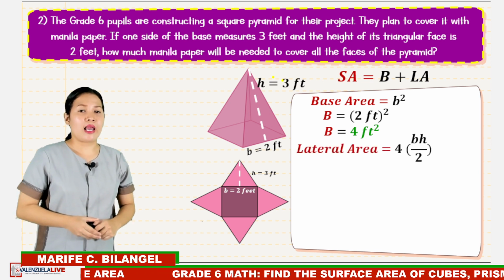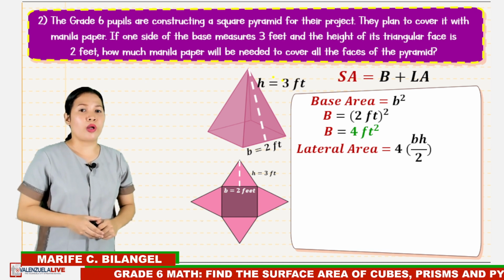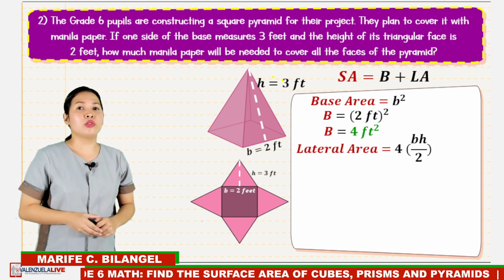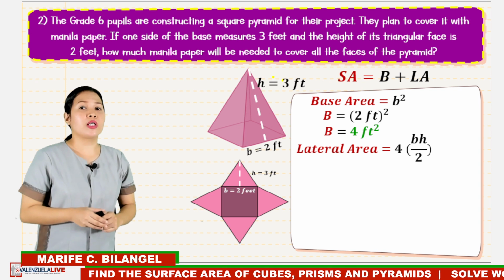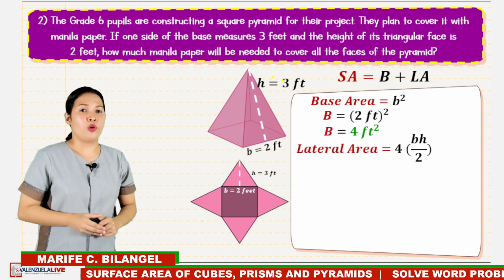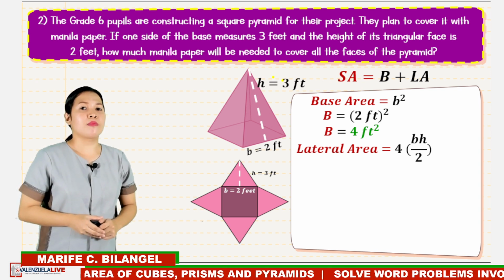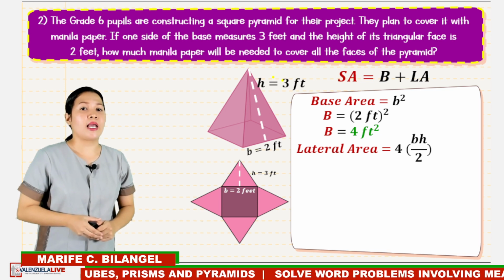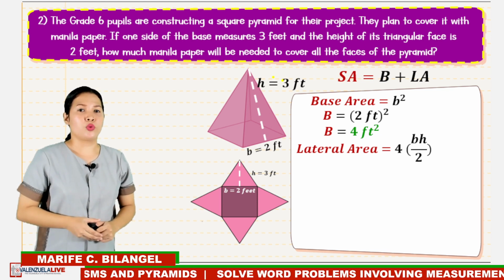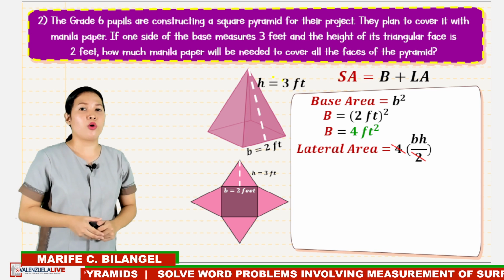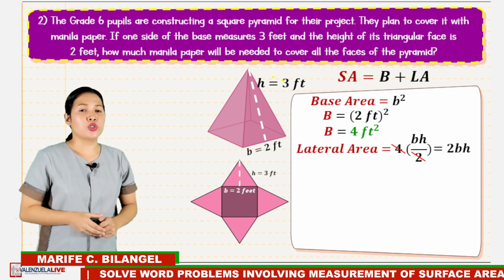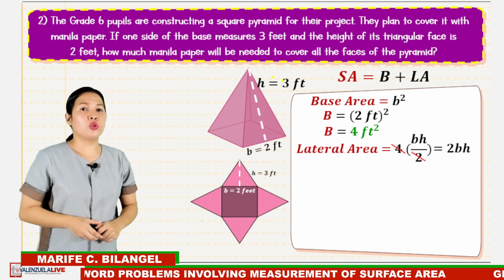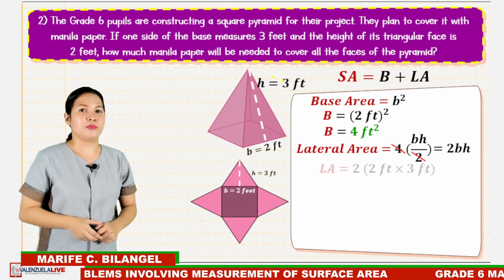For the lateral area of the square pyramid, we have to multiply the area of a triangle by 4. So we have 4 times base times height divided by 2. We have a common factor here of 2, so the simplest form is 2 times base times height.